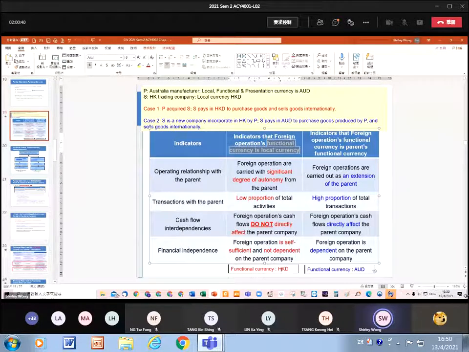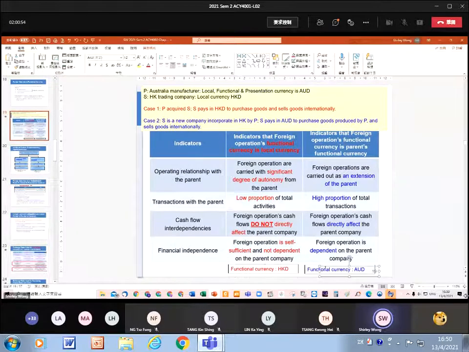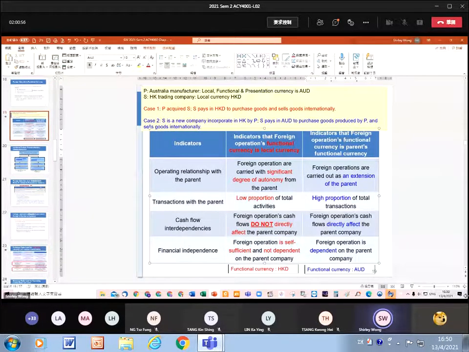Okay, so this is case one. And you also write it down, the currency here. The functional currency for the second case is AUD because it says that the functional currency is parent's functional currency. So you can write it down here. That means the functional currency for the second case is AUD.